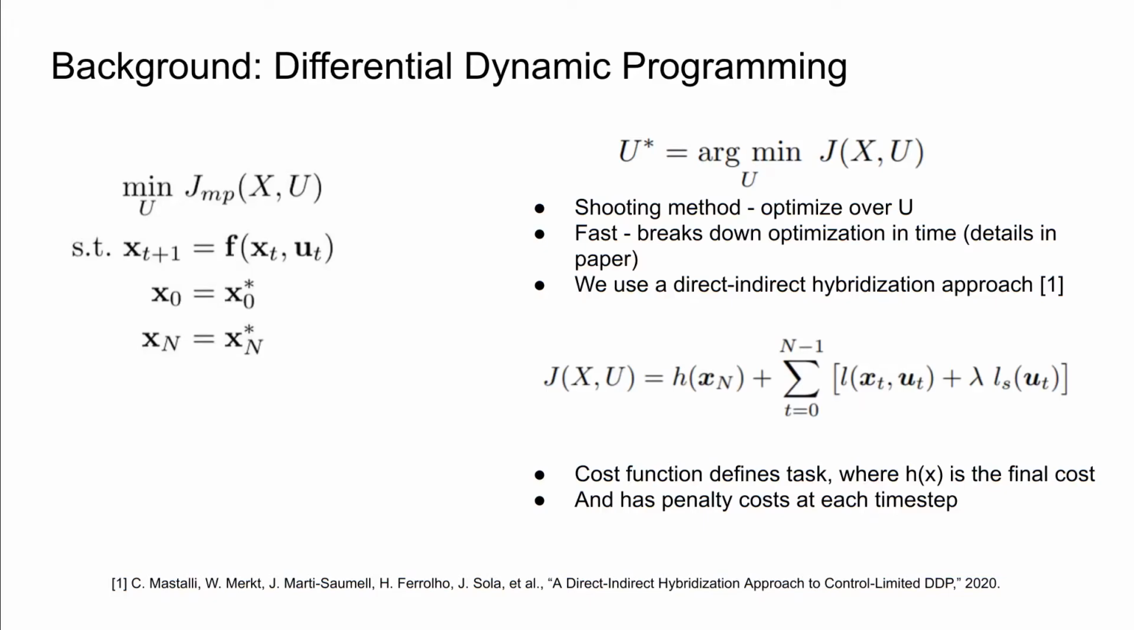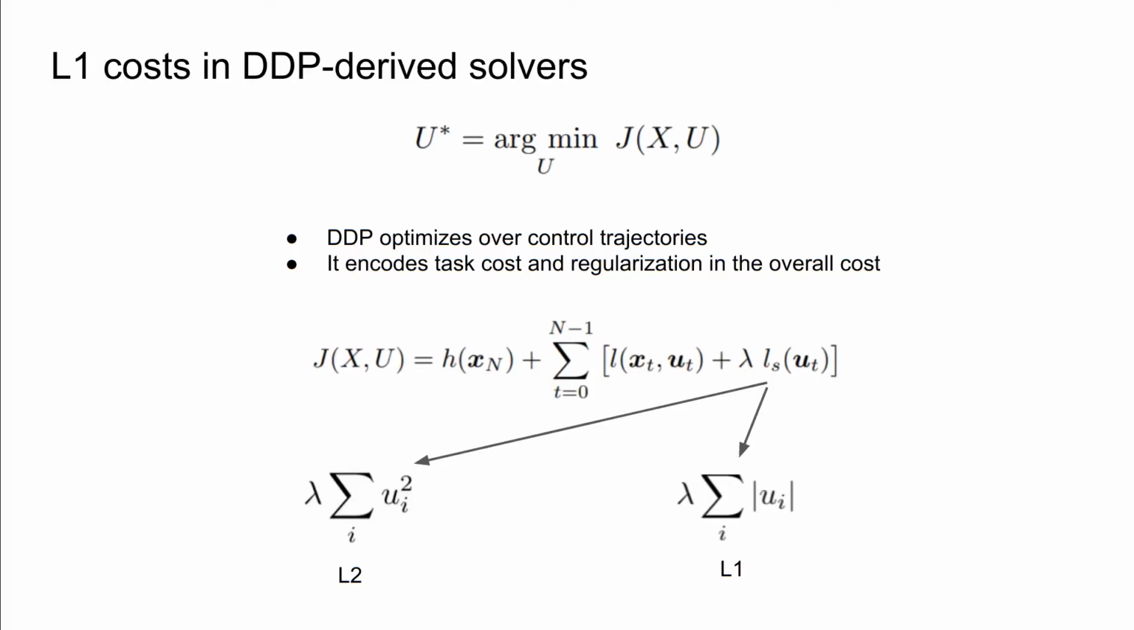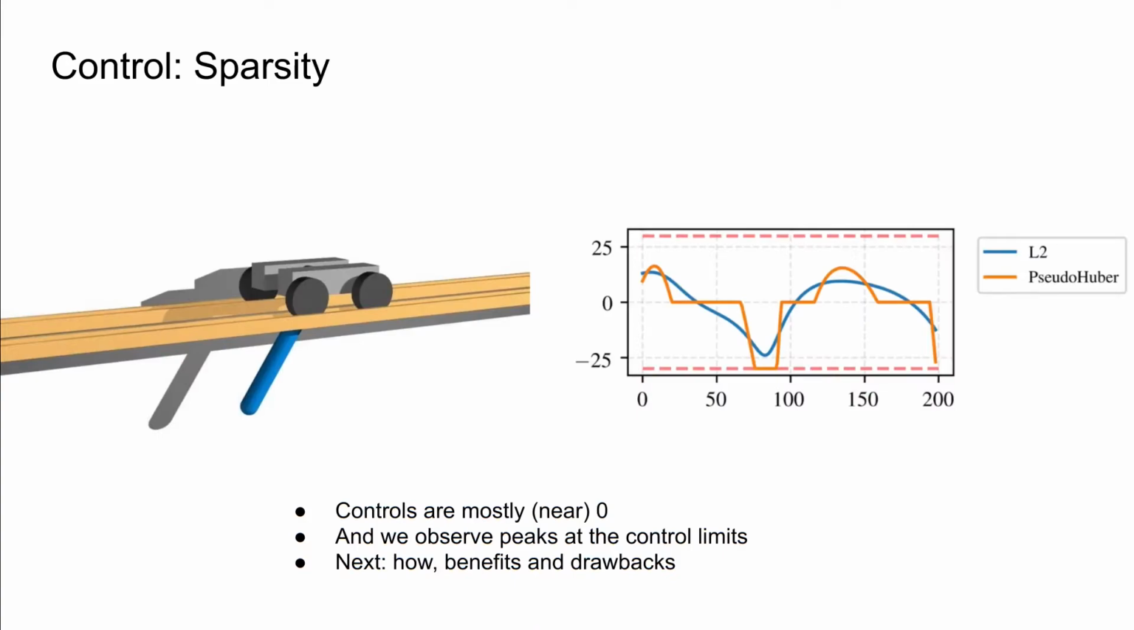In this paper, we propose using the L1 regularization instead of L2, specifically replacing the cost function LS by an L1. Here we show a trajectory on the cart-pole with an L1 regularization, where we see control peaks at the limits or below the limits in red. We see sparsity as well, with most of the controls being zero.